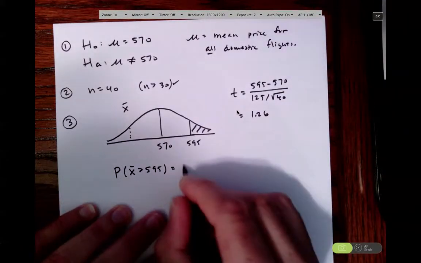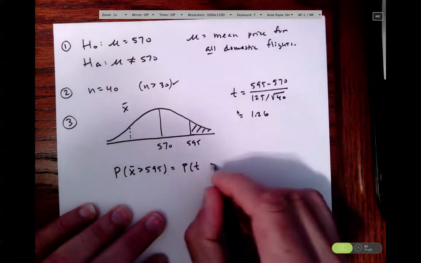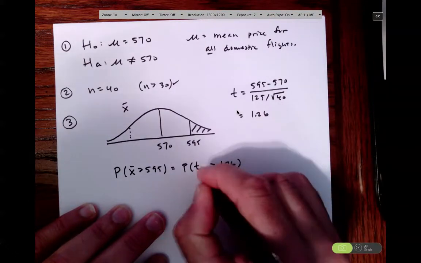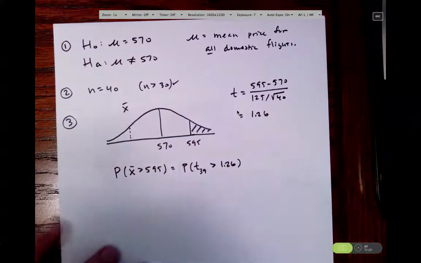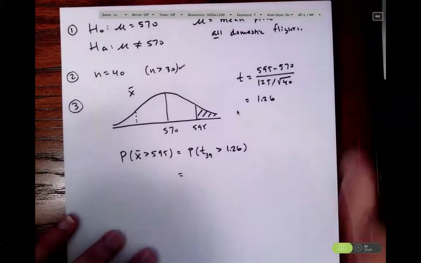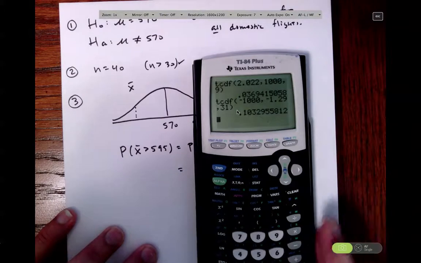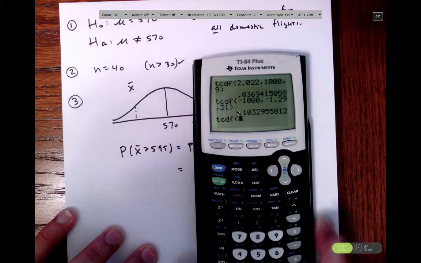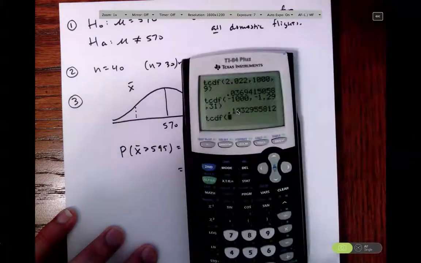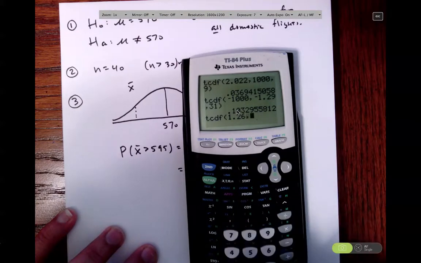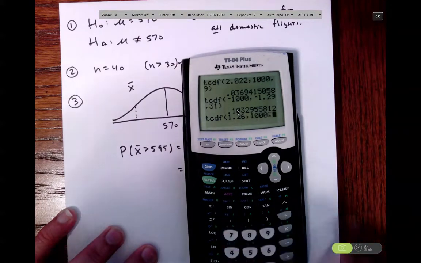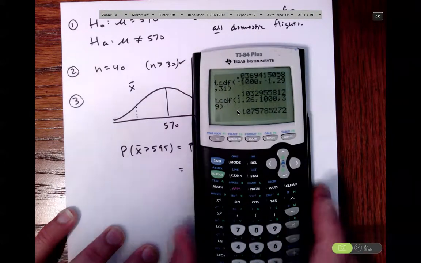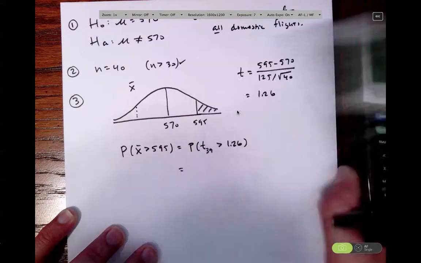So this is the same as the probability of getting a t-statistic that is greater than 1.26. The degrees of freedom on this one is 1 less than 40, or 39 degrees of freedom. To calculate this probability, again, we're going to do a tcdf. So second VARS, tcdf. Our lower bound on this one is 1.26, and our upper bound is infinity, and we have 39 degrees of freedom. When I calculate, I get that to be about 10.8%.